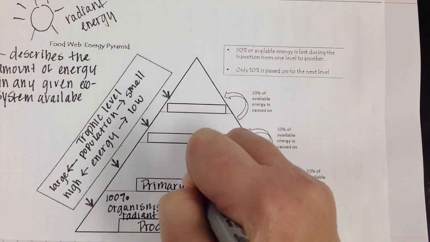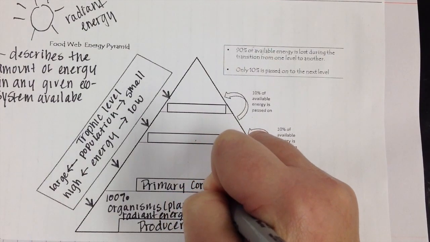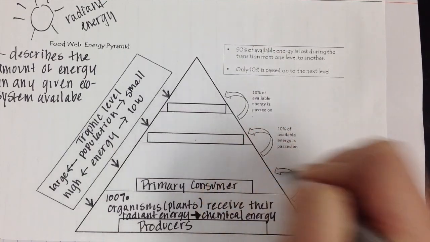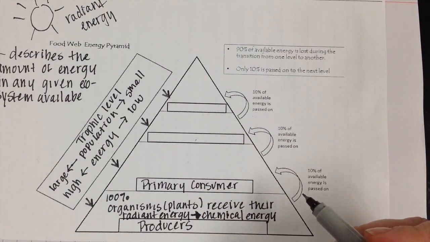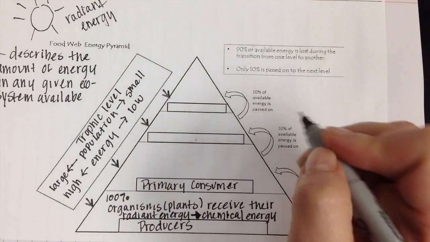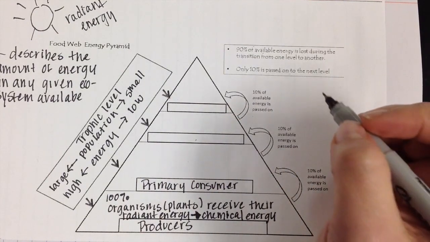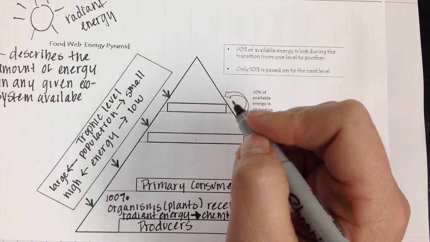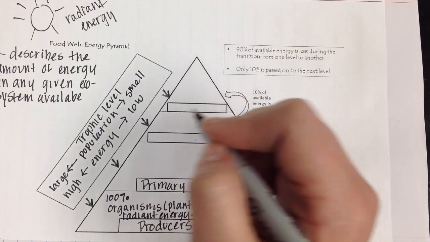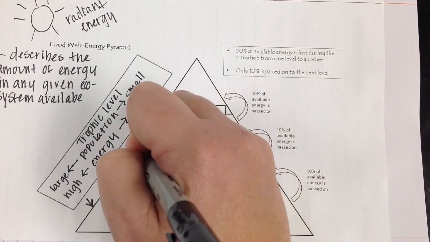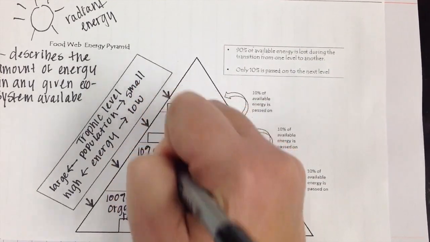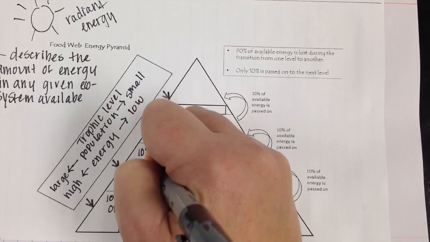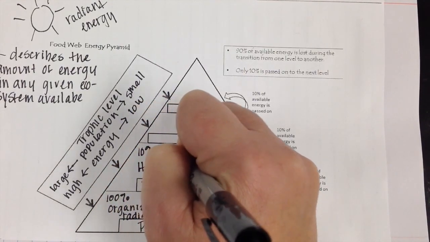Okay, our second level is the primary consumers. I always remember primary consumer is like primary school. That's elementary school. All right, that's the first school you go to. Now, if we're losing energy as we go up, then we would have 10% here. And these are our herbivores.